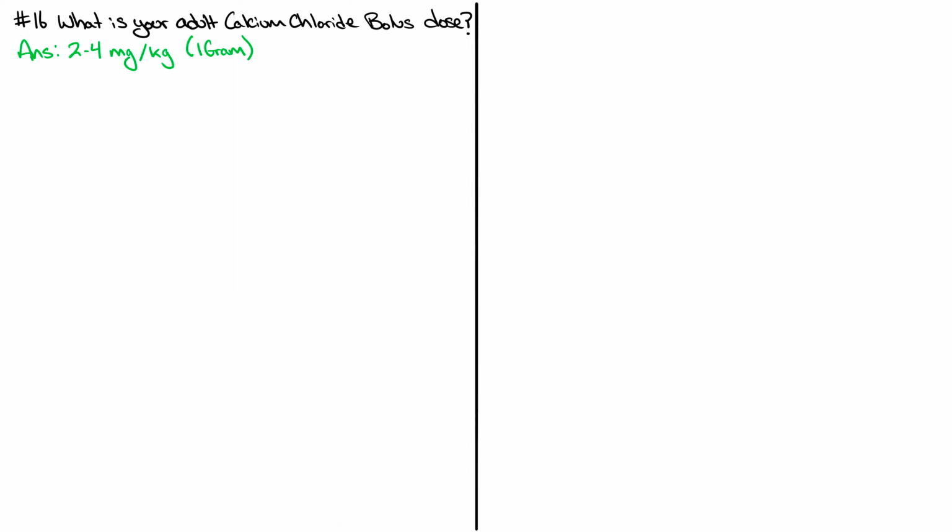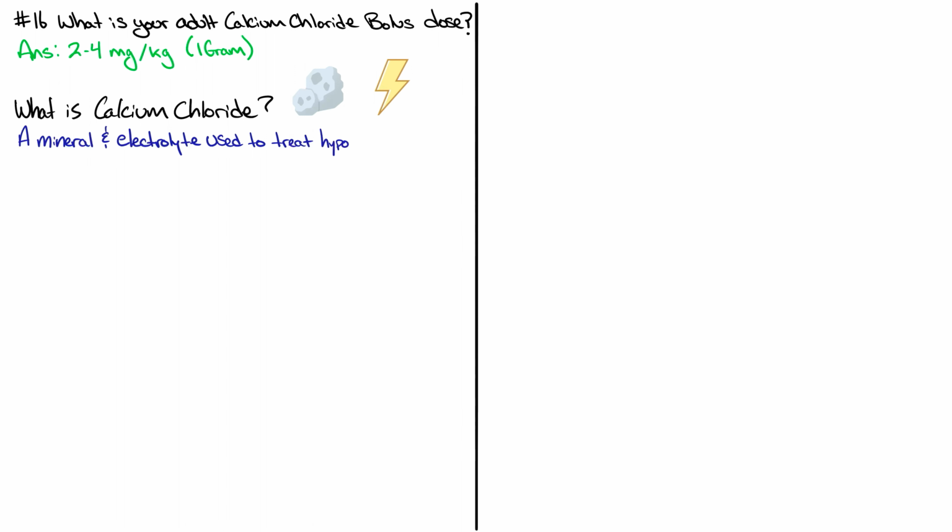What is your adult calcium chloride bolus dose? So the answer here is 2 to 4 milligrams per kilogram, but I know that in some systems, giving the entire gram to your adult patients is standard practice. So what is calcium chloride? Well, calcium chloride is a mineral and electrolyte used to treat hypocalcemia, low calcium, and hypermagnesium.